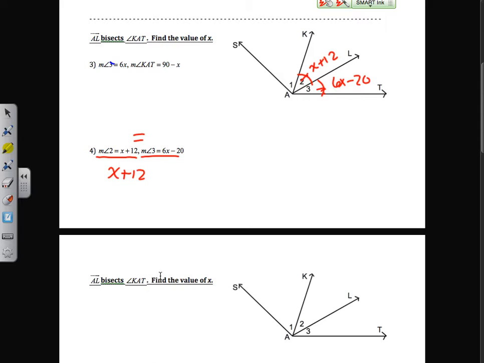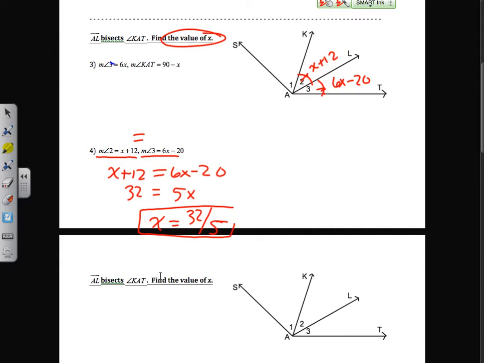Right? It's easy. Once I do x plus 12 is equal to 6x minus 20, I get 5x is equal to 32, and x is equal to 32 fifths. And that's all I have to do. The goal in the directions is just find the value of x. I don't need to find any angle measures, in degrees or anything.